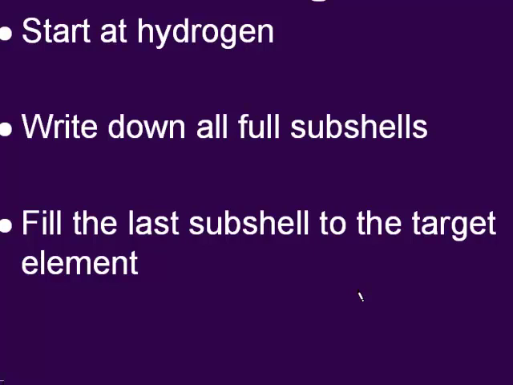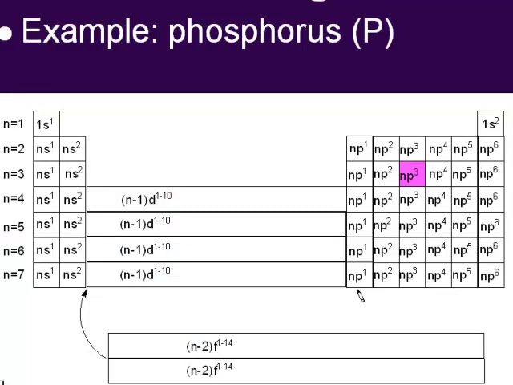Best learned by example. Here's an example, phosphorus. Here's phosphorus right there. That's my target. That's where I'm going. I'm going to start at hydrogen. As I go through the first row on my way to my target, I fill the 1s sublevel.